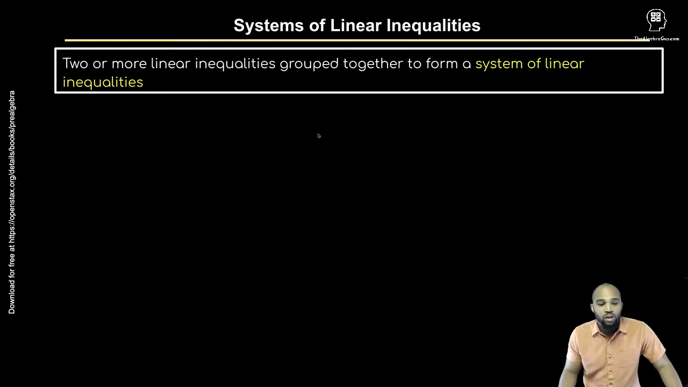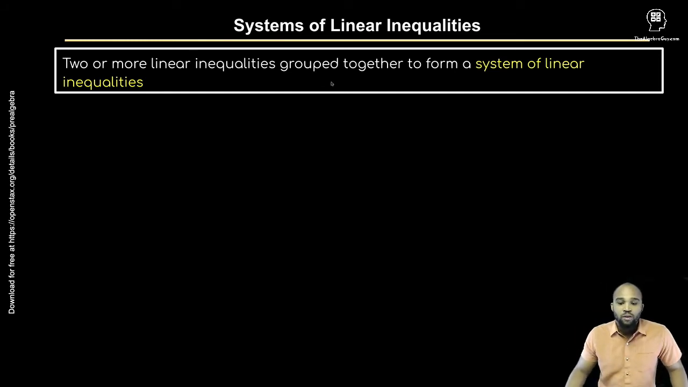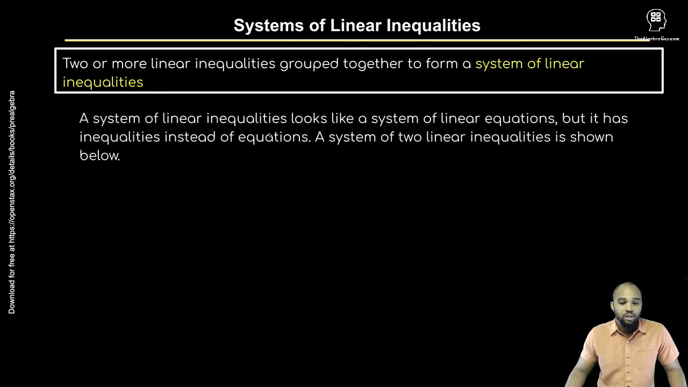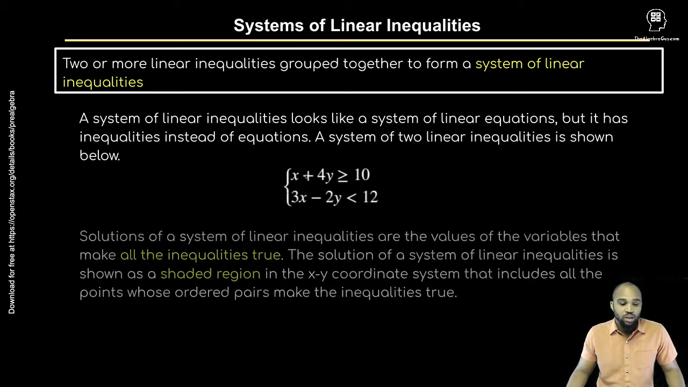Two or more linear inequalities grouped together form a system of linear inequalities. A system of linear inequalities looks like a system of equations, but it has inequalities instead of equations. So it looks like this. Notice it has a greater than, equal to, or less than sign. So now it's just like the one before, but we now have these inequalities.